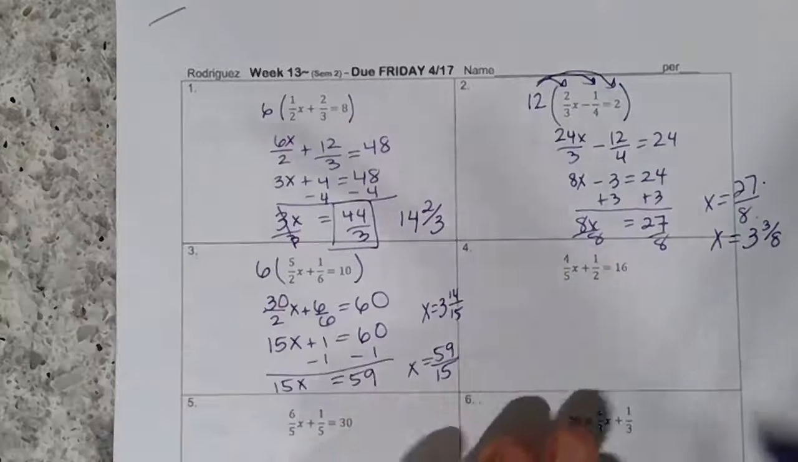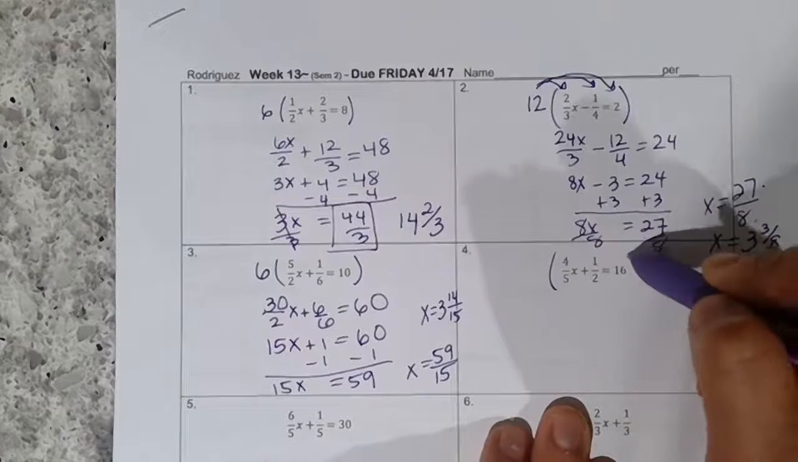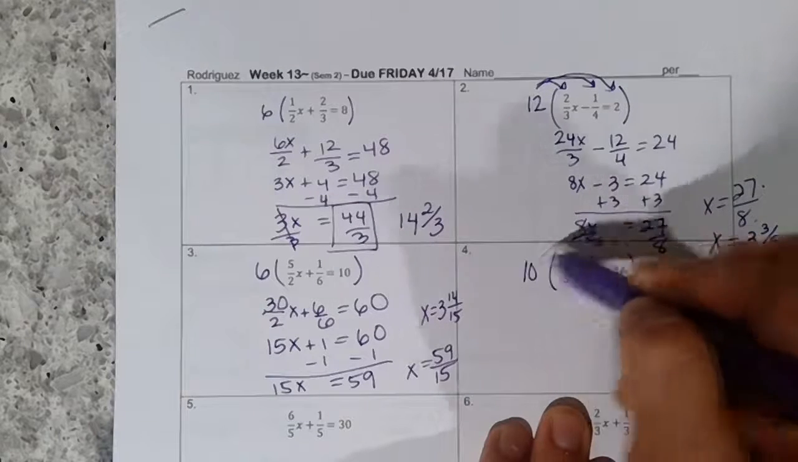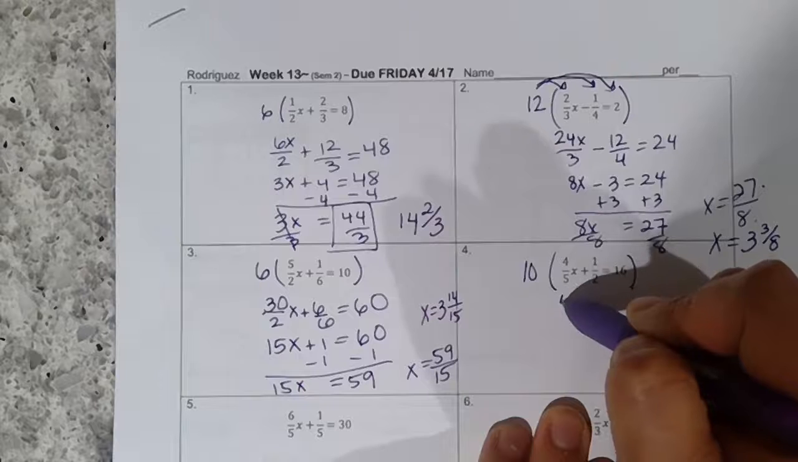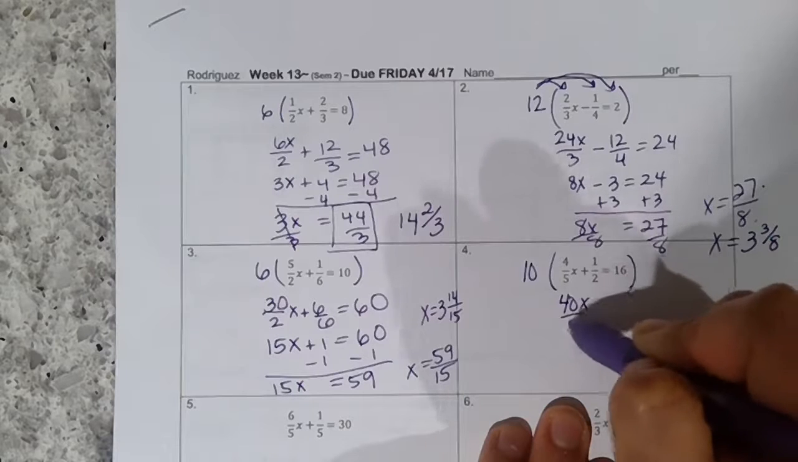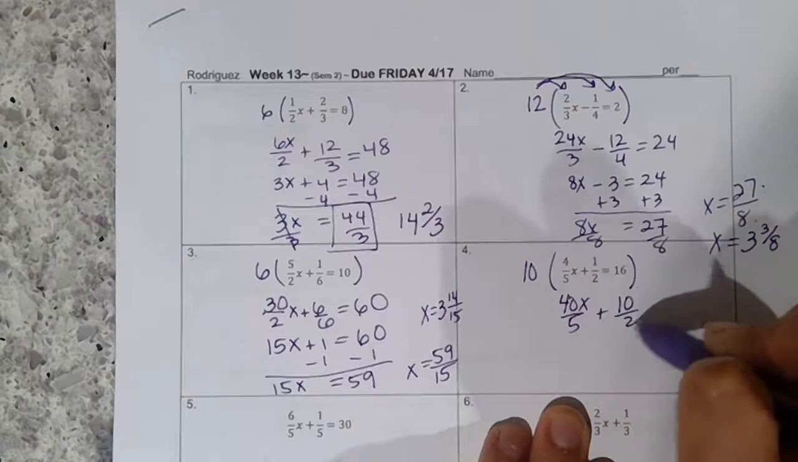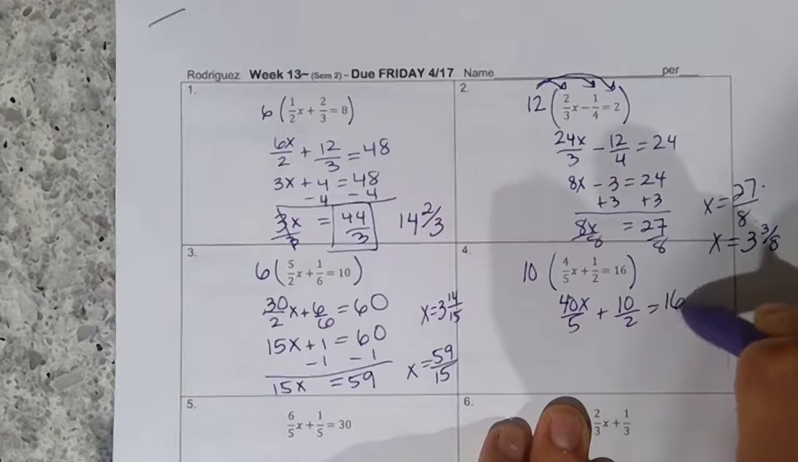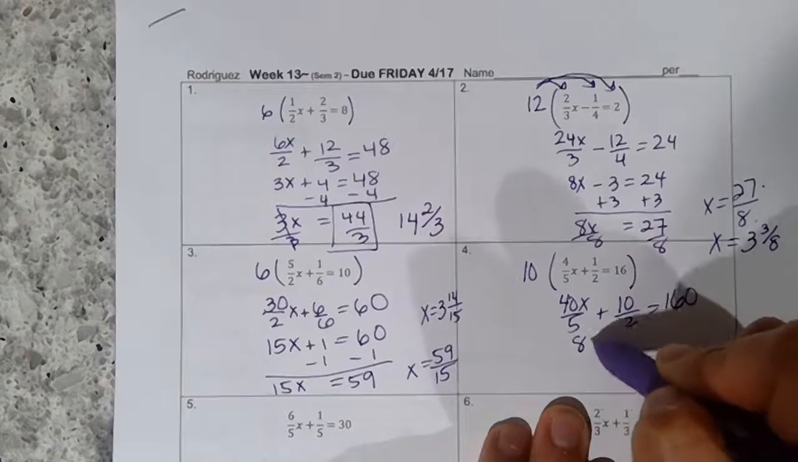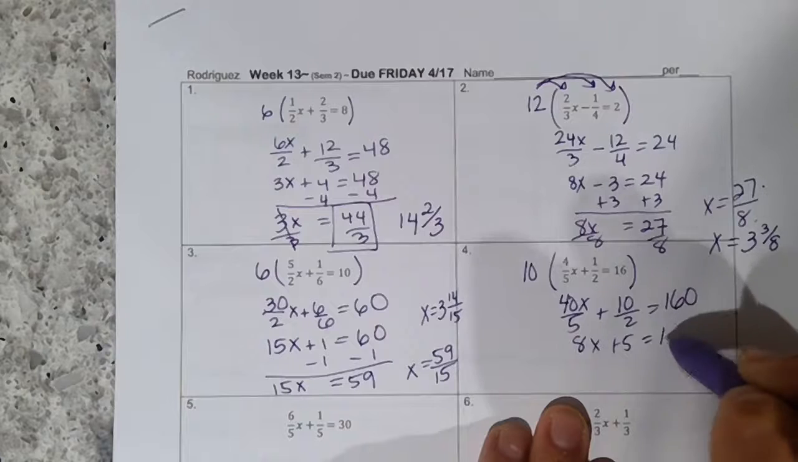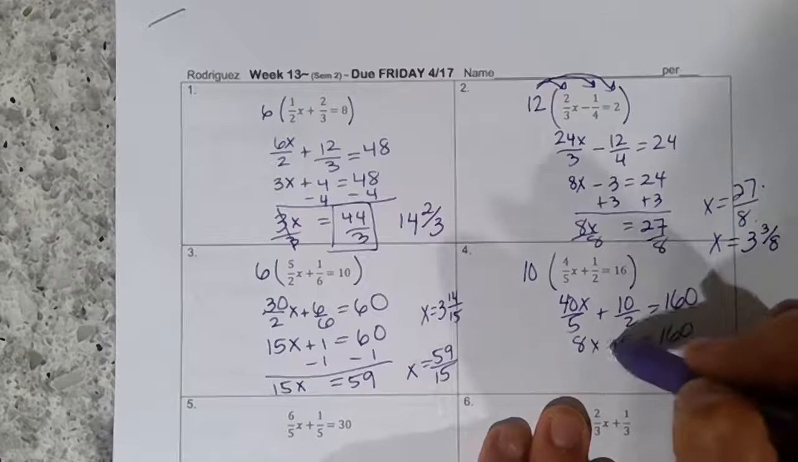The next one, 5 and 2. So you're going to multiply everything through by 10 on top. So that's going to be 40x over 5 plus 10 over 2 equals 160. Simplify it. 8x plus 5 equals 160. Do your math and solve.